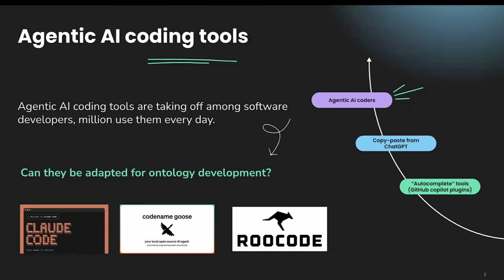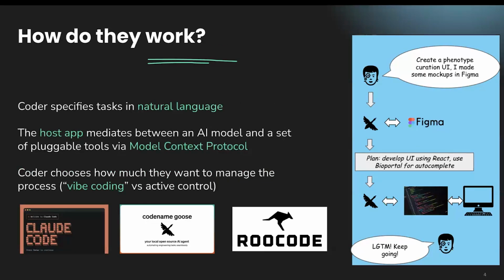There's others like RuCode. It can be hard to keep up with all of these, but a lot of them are quite similar in practice. But the key question we want to talk about today is, can any of these be adapted from software development to ontology development? So before looking at how that might be done, just to give you a sense of how these tools work for software developers.